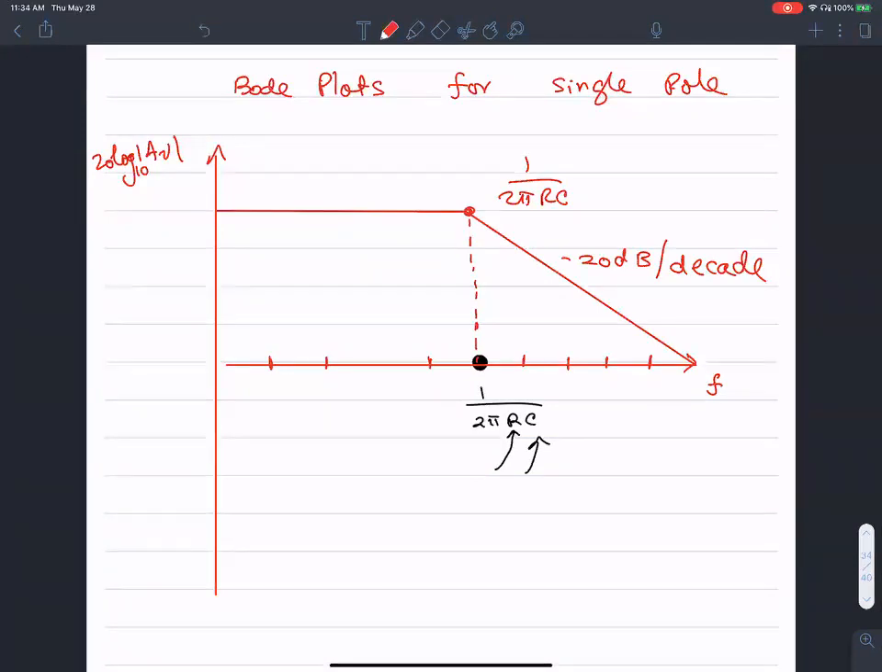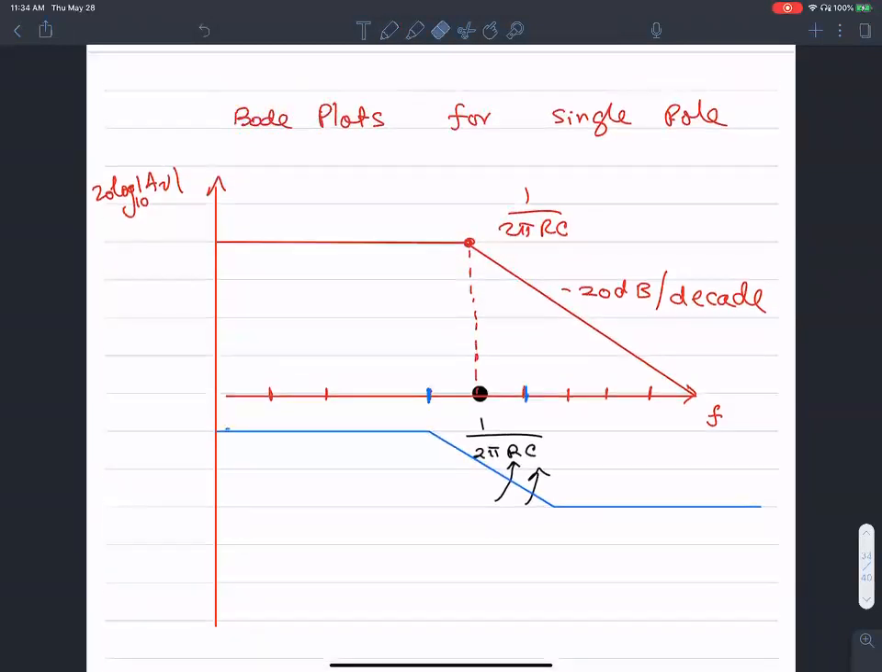And then how the phase behaves is a little interesting. The phase begins to roll off at 10 times below the pole frequency, and it continues to roll off until 10 times above. So if you plot the phase, it's going to be constant, then roll off, and then remain constant. I'll leave this, and we'll come back in the next class. This is your pole frequency. 10 times below the pole frequency, the phase begins to roll off at minus 45 degrees per decade.